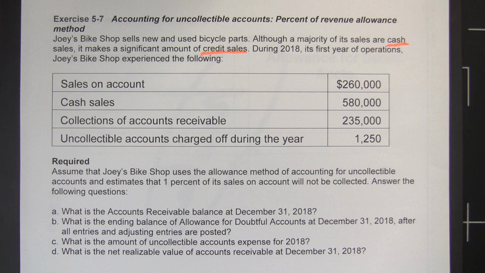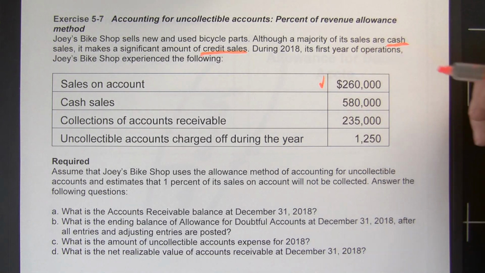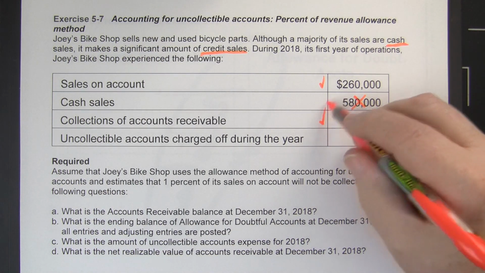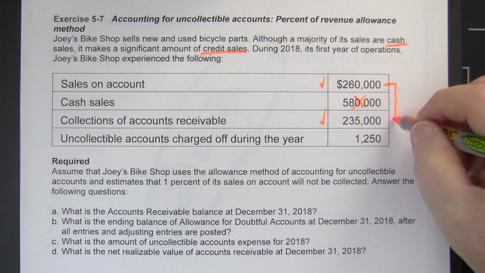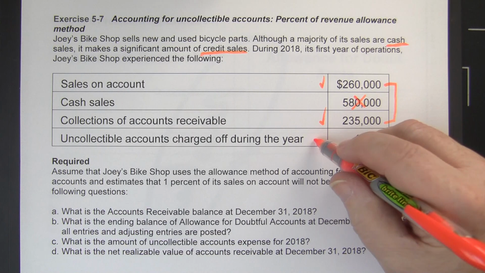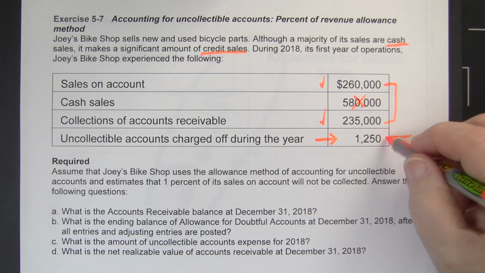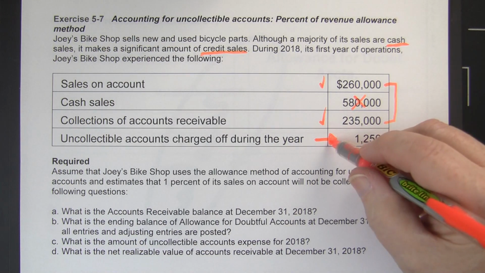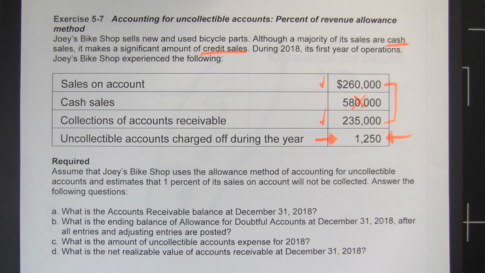Now let's go through and see what we need. Sales on account. We need that. Cash sales. We don't need that. We're looking at uncollectible accounts. If we already have their cash, what are we going to do? Give it back to them? We need to know the collections, because the difference between this and this is how much we have in accounts receivable at the end of the year. And we need this number because that's the number of dollars during the year that we got cheated out of. So we had to dig our way through that piece.